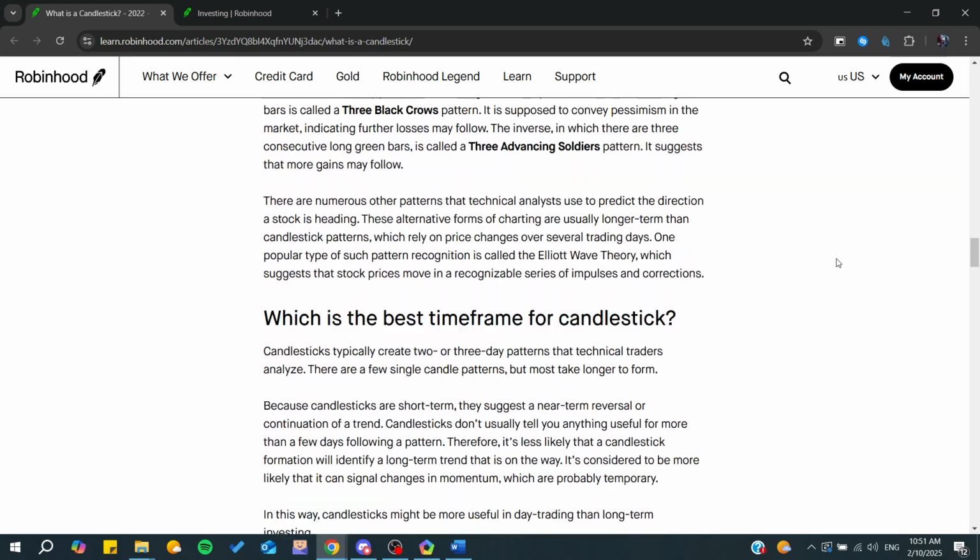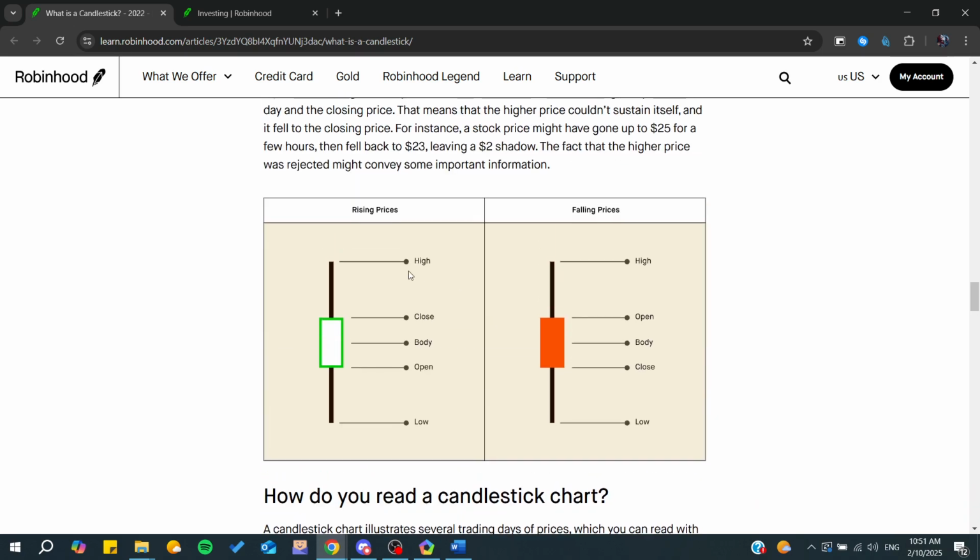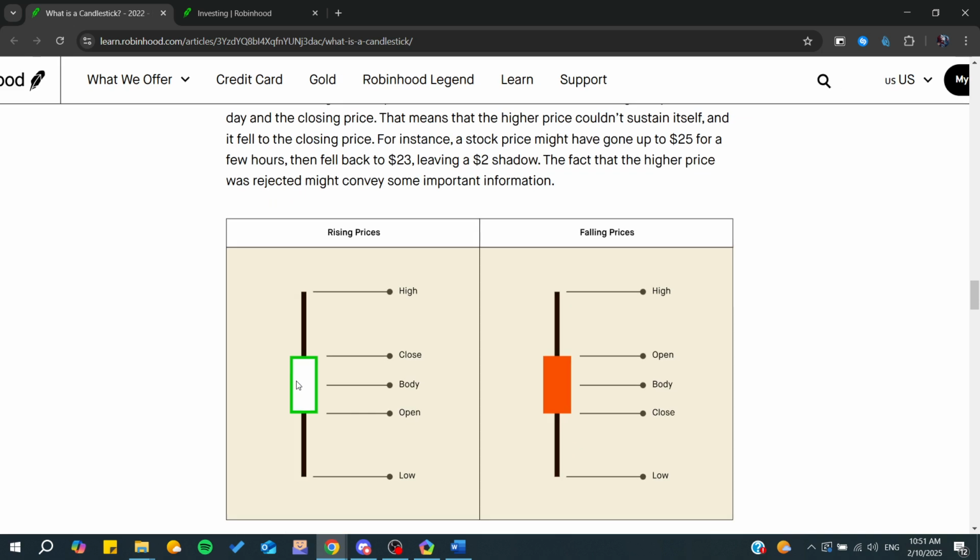And as you can see, this is the form of a candlestick. So you will see a green candlestick and a red one. The rising green candlestick means that the price is rising. And you will see in a candlestick it has the core or the body, and you will also see the shadow lines.